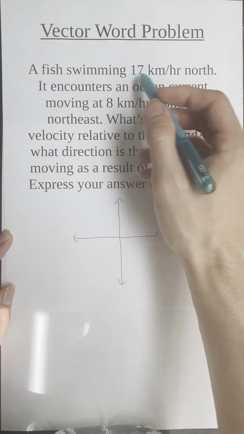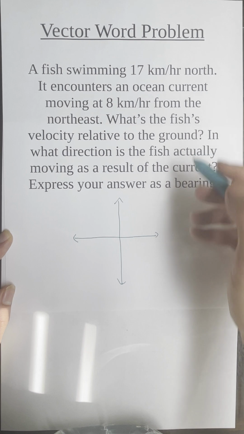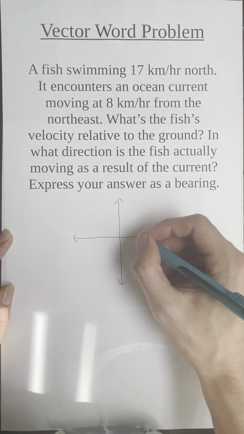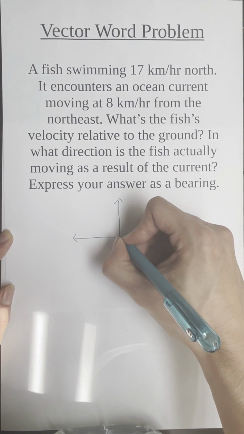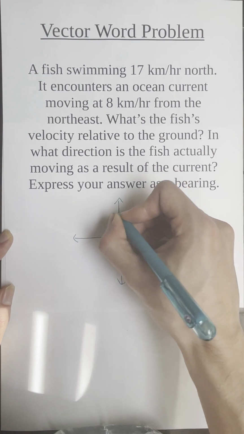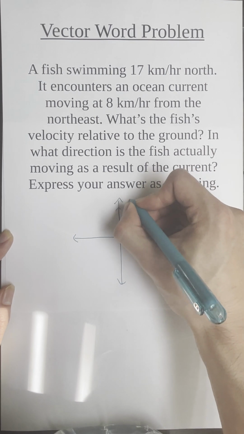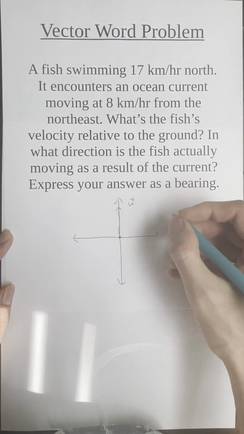So a fish is swimming 17 kilometers an hour north. Which direction is north? This way. Okay, so we're swimming 17 kilometers an hour north, and I'm going to call this vector u. You can call this vector anything.